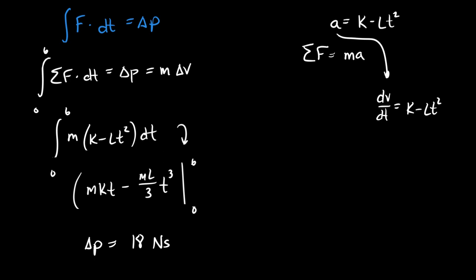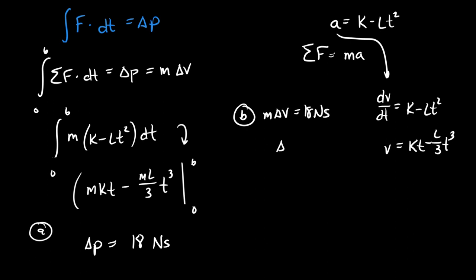Any question about that? Now, whether you found a function for the velocity, which would have been kt minus L over 3 t cubed, or you did it this other way using just the definition of impulse, you're doing the same calculus work. However, you had to find the velocity too. So although this was question A, question B wanted the velocity. For me, that was just taking this and dividing by the mass of 0.5, because I just said this equal to m delta v equals 18 Newton seconds. So delta v was 36 meters per second.